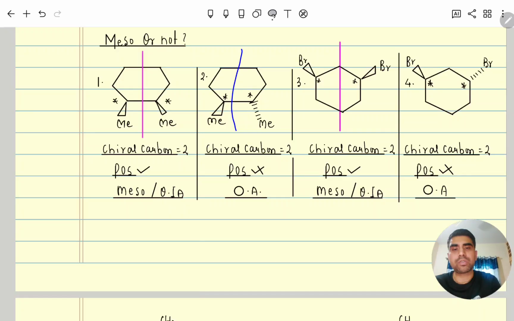Here the plane of symmetry is not there and neither is a center of symmetry. So this is optically active. This compound is not a meso compound. Similarly here with bromine, we only have to check for meso compound. This one also does not have a plane of symmetry. So this is also not a meso compound.